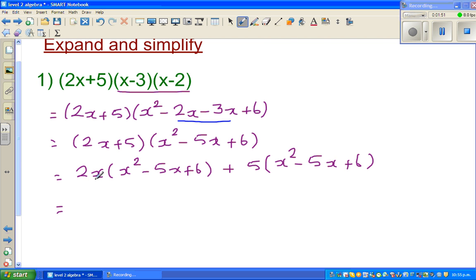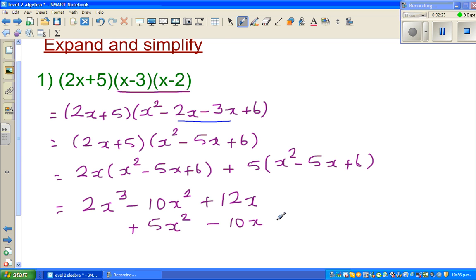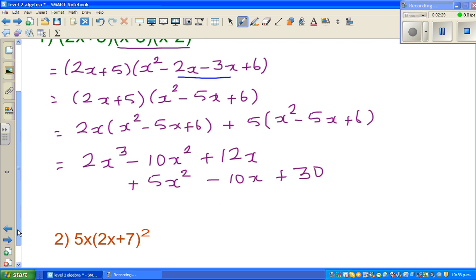Now you're opening. You're multiplying 2x with x squared, which is 2x cubed. Then 2x times minus 5 is minus 10x squared. Plus 2x times 6 is plus 12x. Now 5 times x squared is 5x squared. I'll write plus 5x squared here. So I hope you understand what I'm doing. Then 5 times minus 5x is minus 10x, and 5 times plus 6 is plus 30. So I have lined up the like terms.